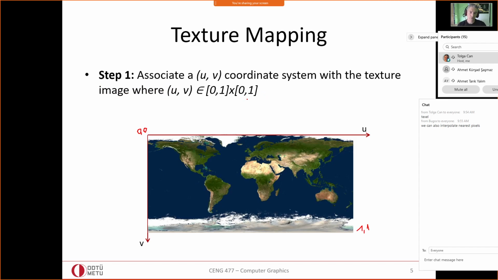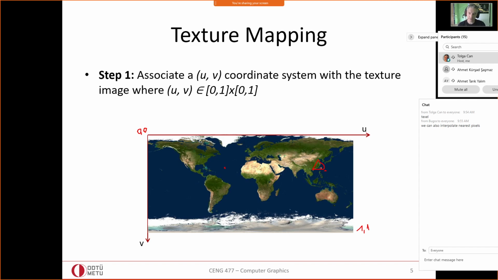And in order to map a certain point on this texture image to a point on our geometry surface, we need to parameterize our 2D surface if we want to do something mathematical. Or, instead of parameterizing the surface, if you have triangles, for example, you need to map the vertices.